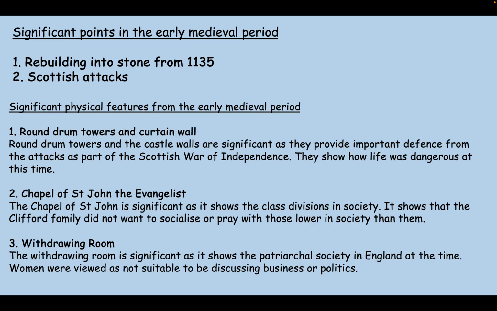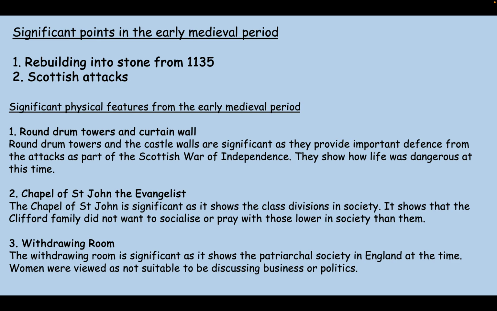You may well get a question that asks about significant points in the site's history. Now, the significant points of the early medieval period might be its rebuilding in stone from 1135, or it might be the Scottish attacks as well. So they could be your 2 significant points. The rebuilding in stone is significant because it means that the castle lasts. It means that the castle remains in a good condition because it's built of stone rather than wood and earth.